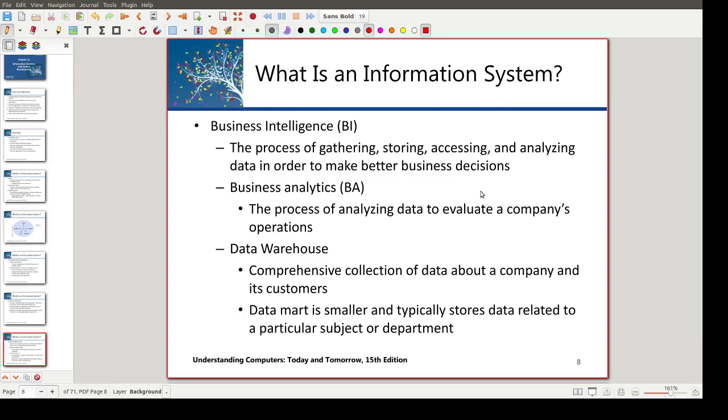Also, what is business intelligence? Business intelligence is the process of gathering, storing, accessing, and analyzing data in order to make better business decisions. Be aware that system development is made to support the business, the enterprise, the organization. So the business intelligence term, BI, is the process of gathering, storing, accessing, and analyzing data in order to make better business decisions. What is business analytics?